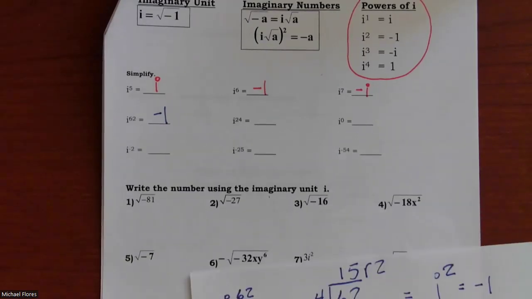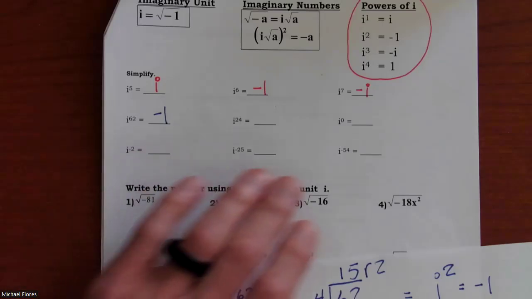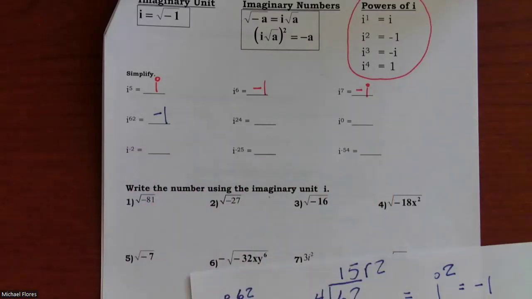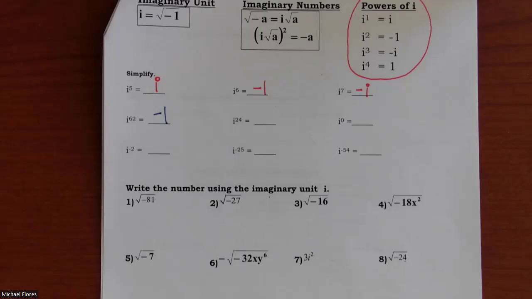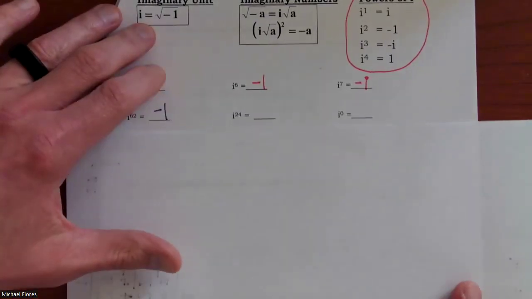i to the 24th power. This is the last one we're going to end on. These negative powers here, I don't want you to worry about those for now. We might go over that over a review day, but for right now, let's just worry about positive powers. Okay, i to the 24th power.